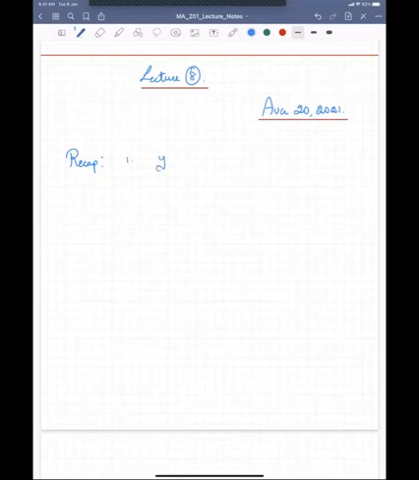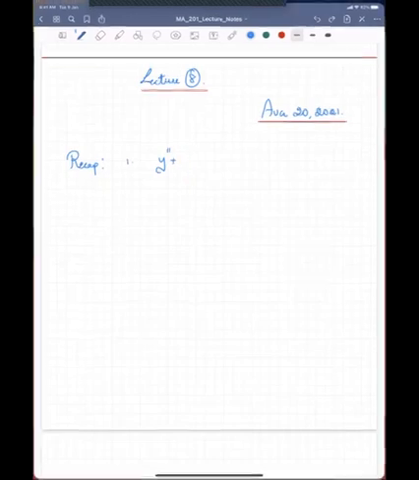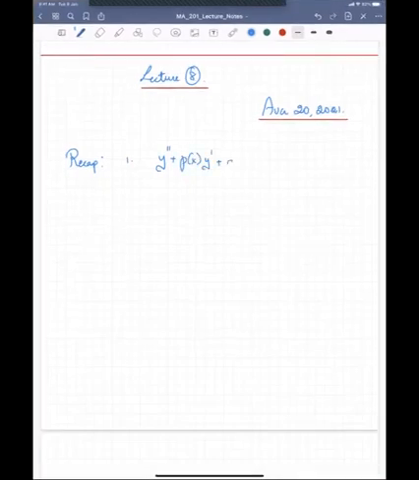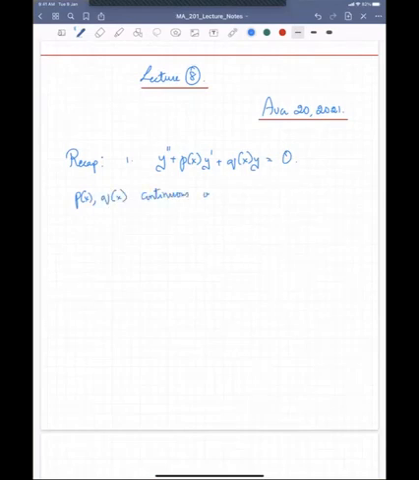So you had something like y double prime plus p of x y prime plus q of x y equal to 0, right? So this is a general linear second order homogeneous ordinary differential equation. And we claimed that if these functions p of x and q of x are continuous on some interval I, this basically implied that, suppose I also supplement this with an initial value of y at x0 equals some k0 and y prime at x0 equals k1.